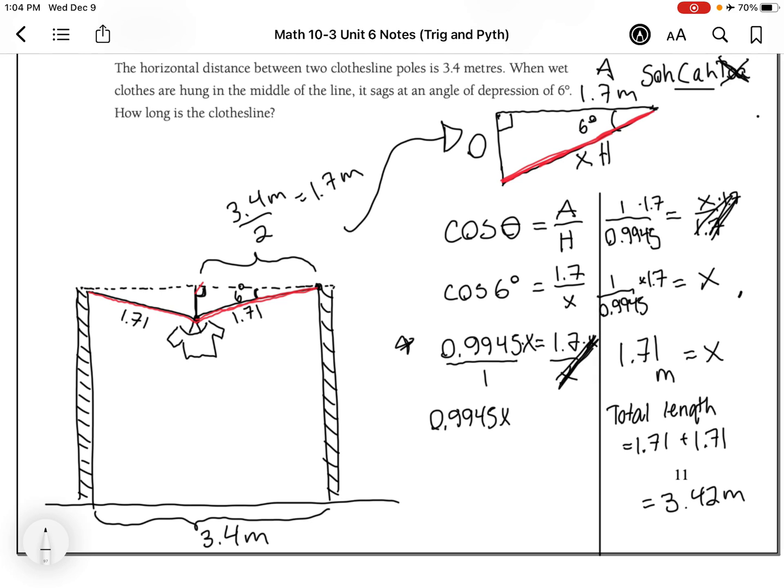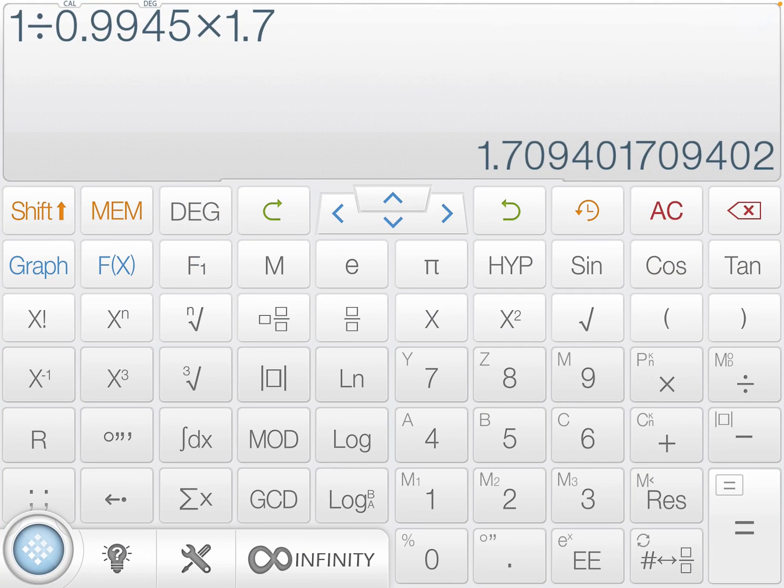0.9945x divided by 1 is just the same, so I'll leave that out, equals 1.7. And then now what I'm doing is multiplying x by 0.9945. So to undo that, I need to divide by 0.9945, and I need to do that on both sides. Okay, and then these will cancel. So we'll just be left with x. And if I put 1.7 divided by 0.9945 into my calculator, I'm going to get the same thing, 1.71. So I'll just do that quickly.